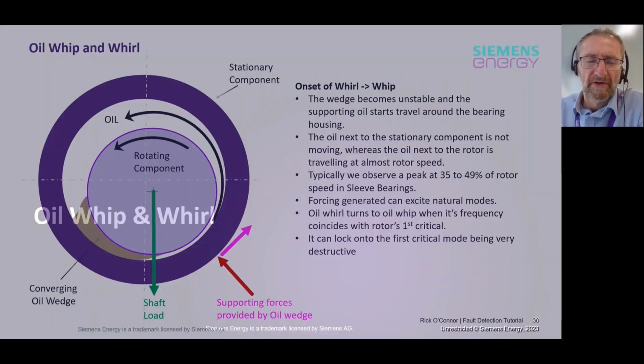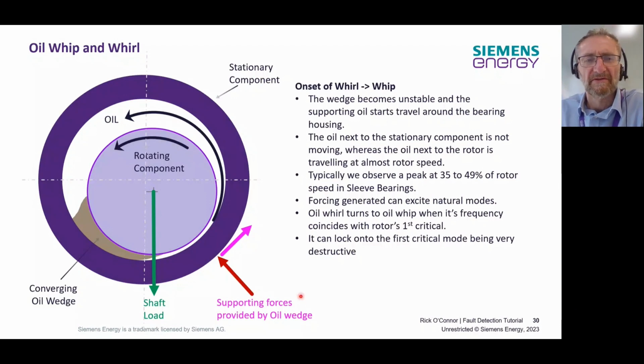So what happens is, on a typical bearing housing, we'll have an oil wedge supporting the actual rotor. But what can happen is that the oil starts to become unstable and starts to actually rotate around the bore. When this happens, this is what's known as oil whirl.